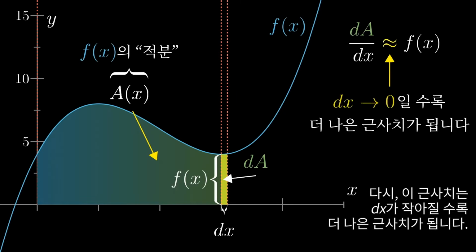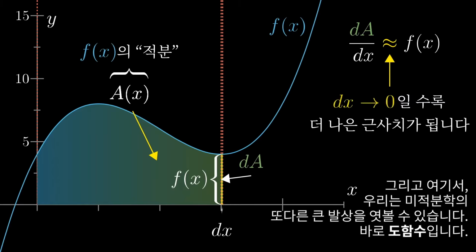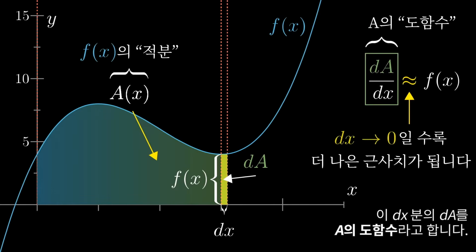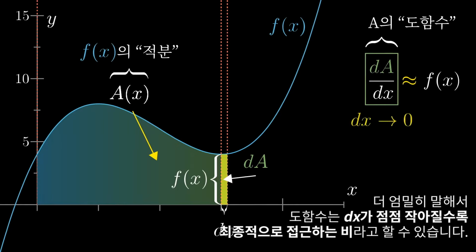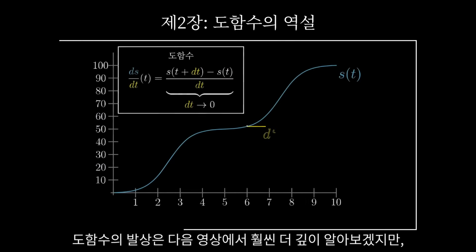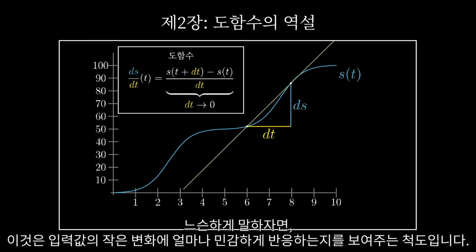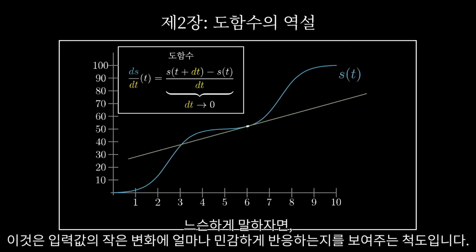Again, that's an approximation that gets better and better for smaller choices of dx. And here, we're stumbling into another big idea from calculus: derivatives. This ratio, dA divided by dx, is called the derivative of A. Or more technically, the derivative is whatever this ratio approaches as dx gets smaller and smaller. I'll dive much more deeply into the idea of a derivative in the next video, but loosely speaking, it's a measure of how sensitive a function is to small changes in its input.